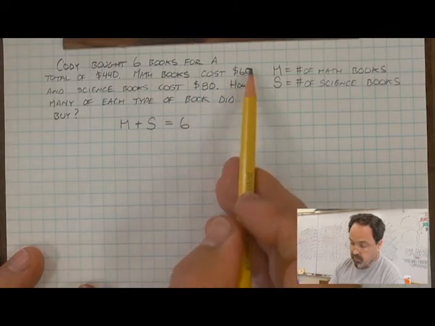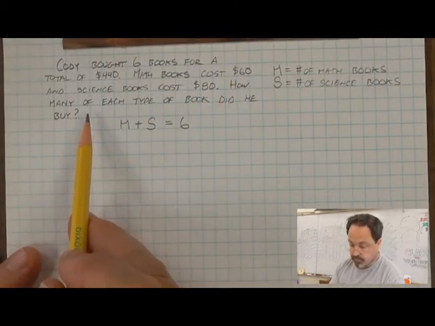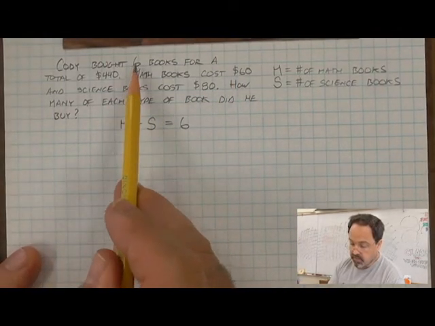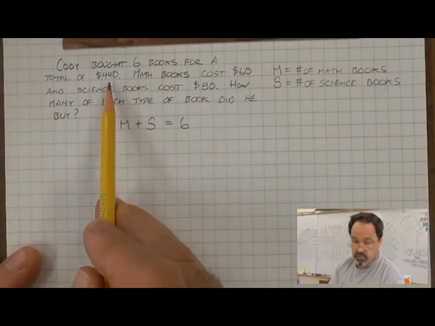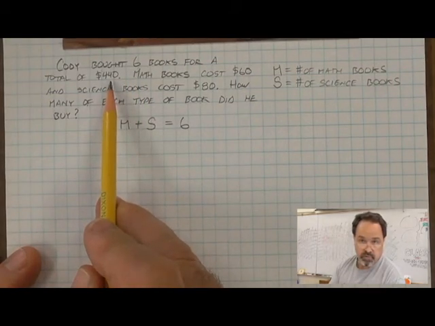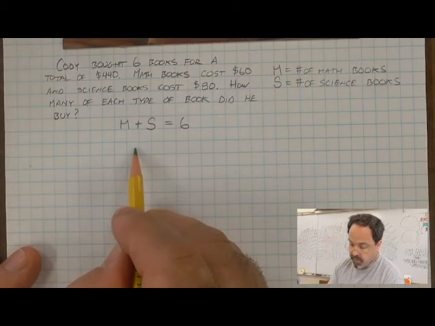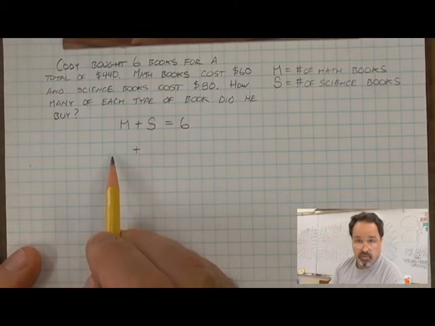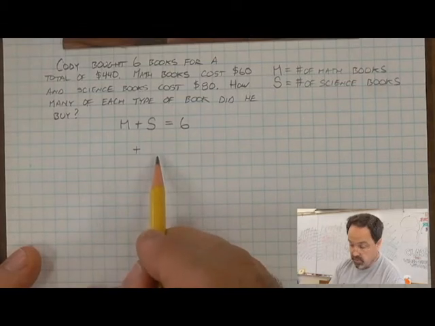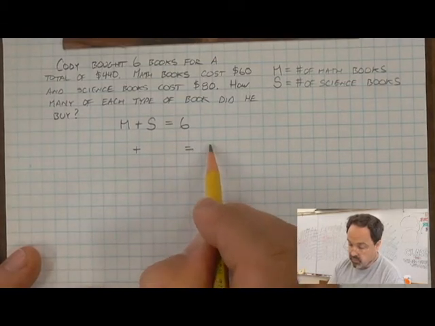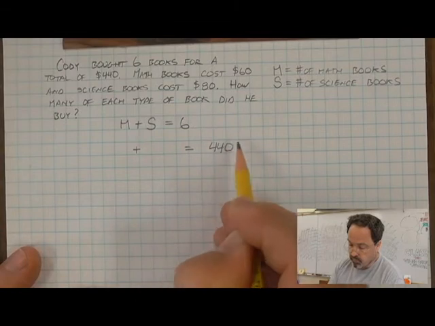Now it's time to think about the costs of these books. The 6 books have a total cost of $440. That means that if I added together how much the math books cost and how much the science books cost, then I'm going to get a total cost of $440.